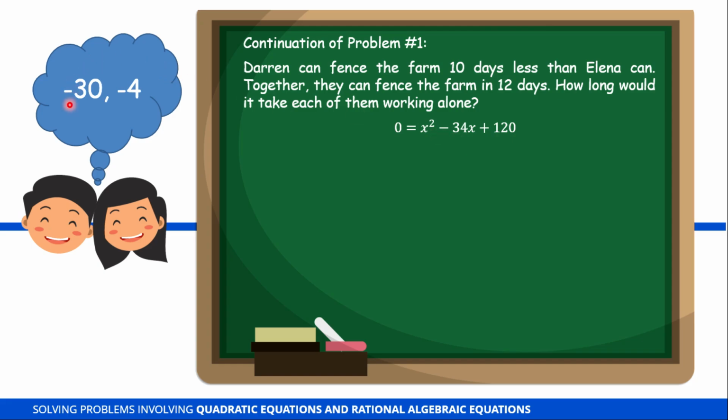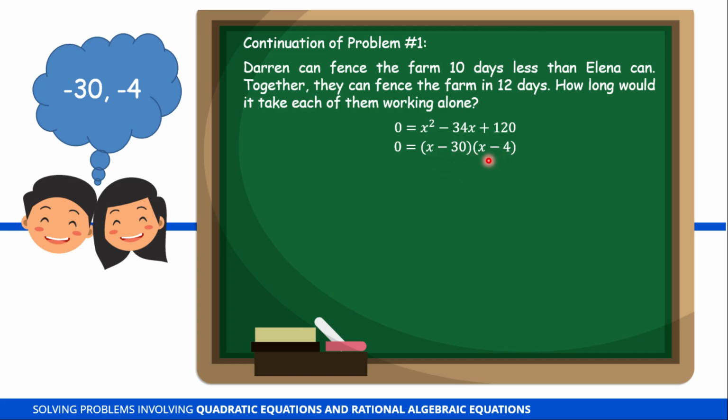We have negative 30 and negative 4. Negative 30 times negative 4, that's positive 120. Negative 30 plus negative 4, answer is negative 34. So, ilagay na natin yan sa ating factors. So, we have 0 is equal to quantity x minus 30. So, kinuha natin yung unang number, negative 30, times the quantity x minus 4. That's our second factor doon sa positive 120. So, ito na ang ating factored form.